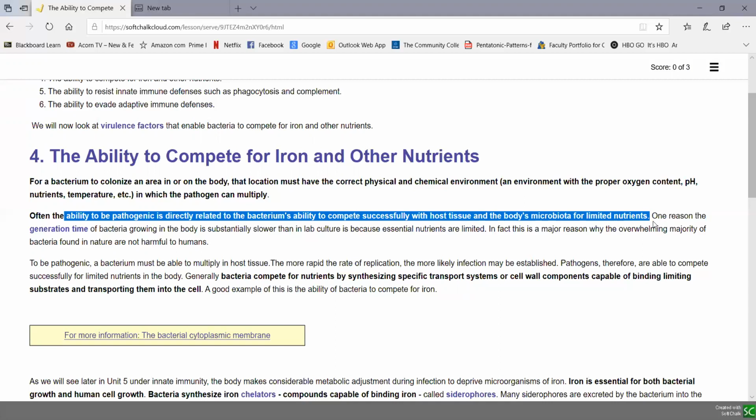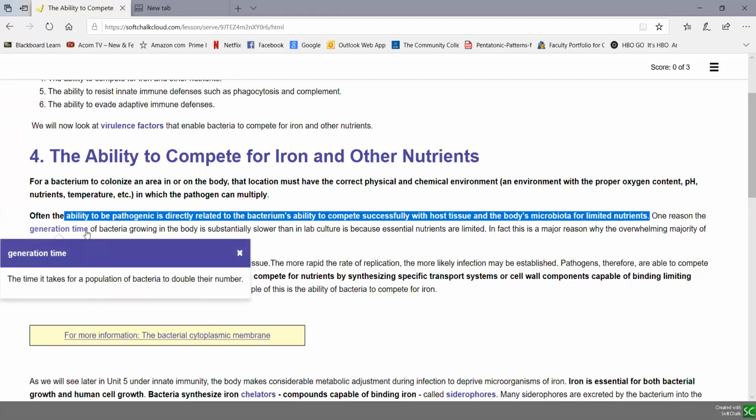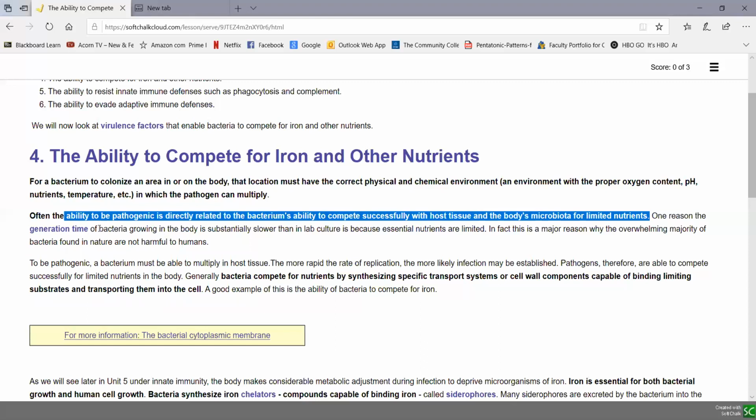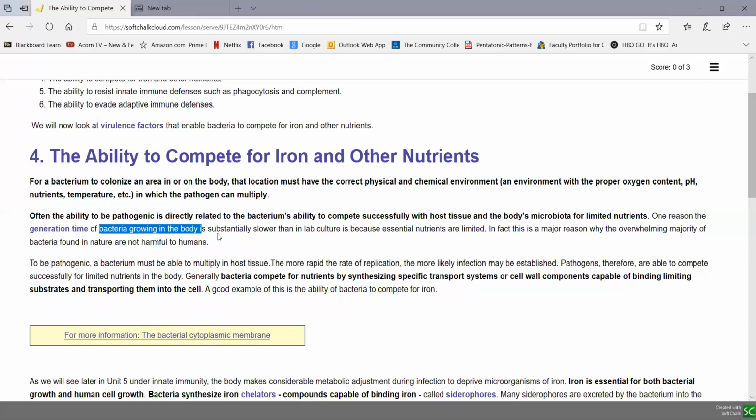So keep in mind all the microbiota that live in and on the body, and they wouldn't be microbiota if they couldn't compete successfully with our cells for the same food. When a pathogen enters the body, it has to not only compete with the microbiota, but with our cells for the same nutrients. And that's one of the reasons why the generation time, remember that's the time it takes for a population of bacteria to double in number, is substantially slower for bacteria growing in the body than in lab culture, like in a test tube, because in the body, the essential nutrients are limited. Whereas, of course, in a test tube initially, there would be plenty of nutrients available.